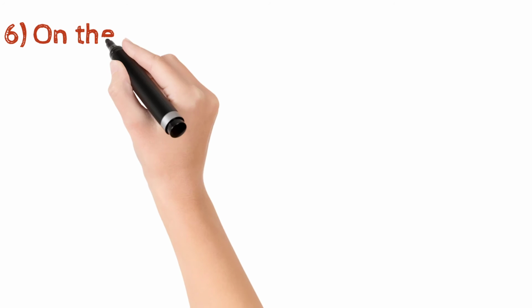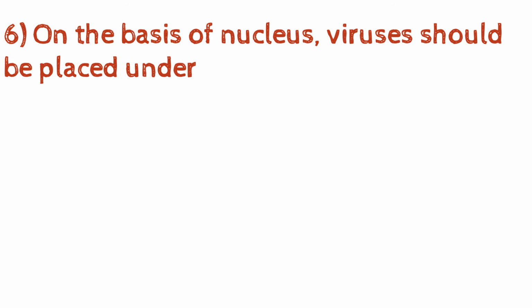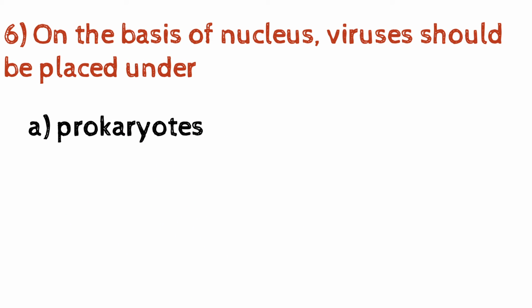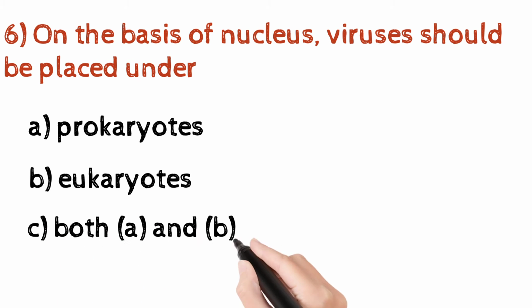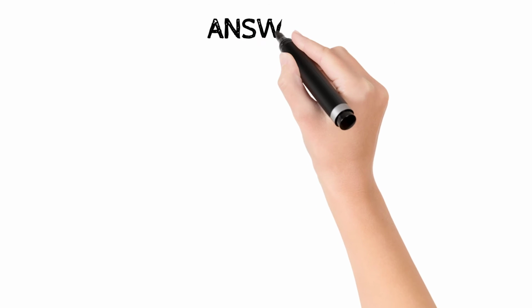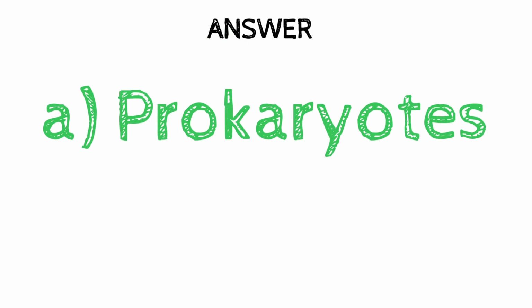Question number 6. On the basis of nucleus, viruses should be placed under A. Prokaryotes, B. Eukaryotes, C. Both A and B, or D. None of these. And the answer is A. Prokaryotes.